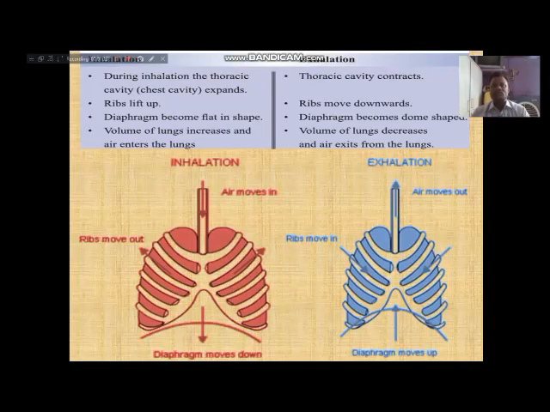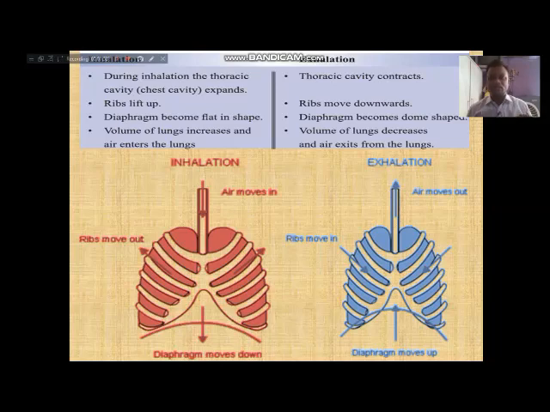Here there are two steps involved. The first step is called inhalation and the second step is called exhalation. In inhalation, what happens? See here, this is called the thoracic cavity. This is the abdomen, this is the rib cage area. Inside the rib cage there is some hollow space, that is called the thoracic cavity, which you can also call the chest cavity.